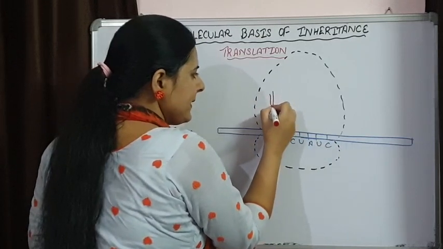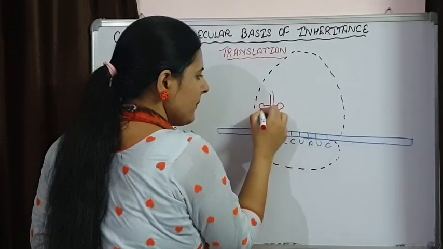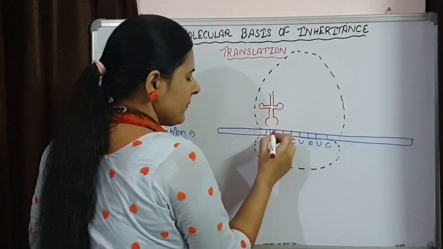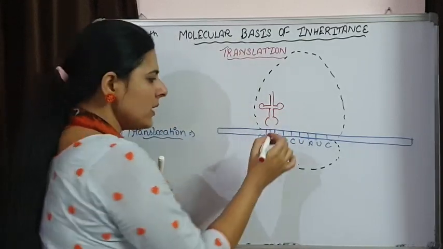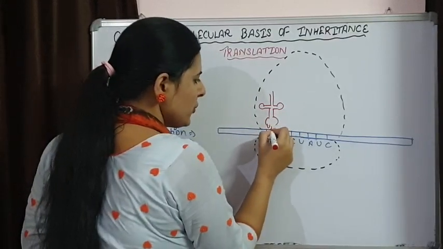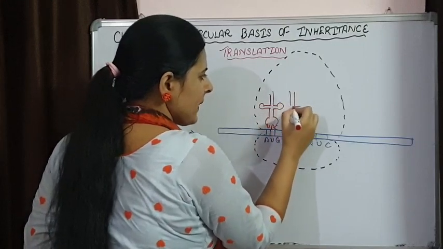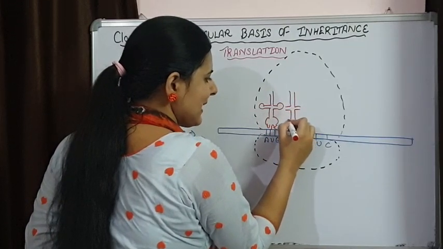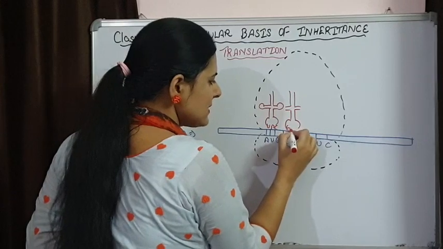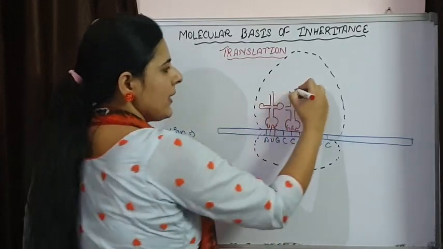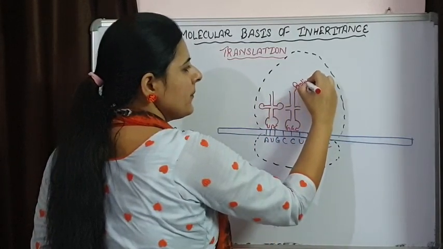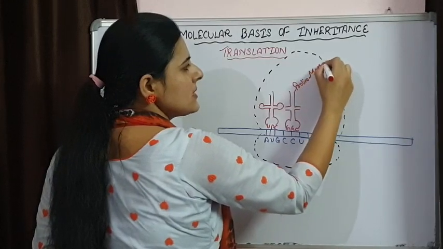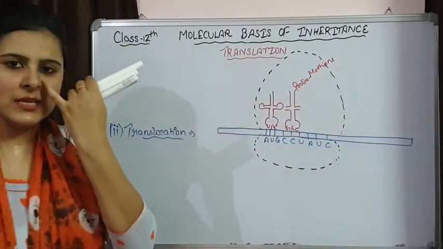Here the empty tRNA is going to come. This is the empty one. It was having UAC. Here the tRNA is present, that is carrying the two amino acids, say GGC, and over here proline and methionine are present. So it has shifted now.